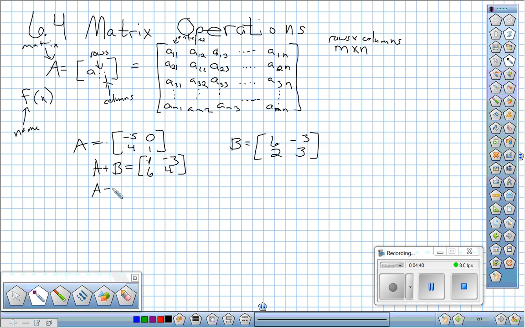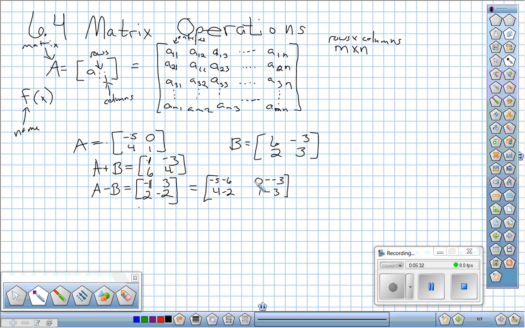An example of subtraction real fast just means that we're going to subtract everything over here. And then you have to pay attention to what your signs were to begin with. So in the first row, first column, so the top left, I have negative 5 minus 6 gives me negative 11. I have 0 minus negative 3. That will be a positive 3. Okay, if you need to write it out, you can also go through and write out some of the steps longer if you feel the need to. I have 4 minus 2 would give me 2. 1 minus 3 is negative 2. So what I mean by writing it out more, I could have negative 5 minus 6, 0 minus negative 3, 4 minus 2, 1 minus 3.